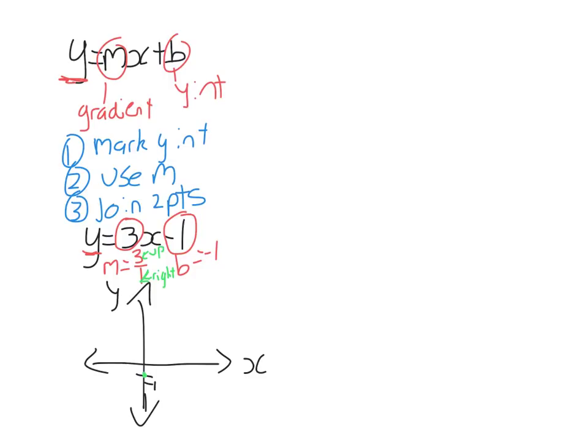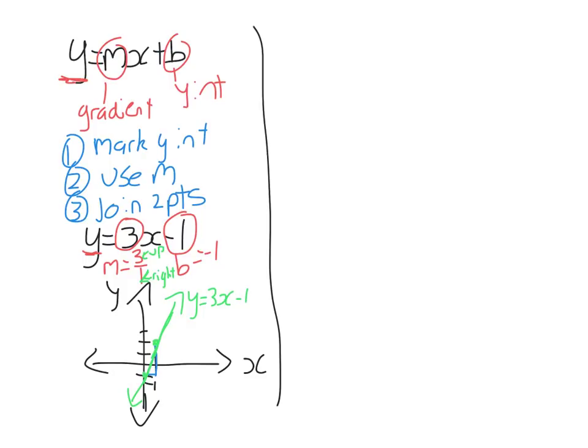So if the gradient is 3 over 1, what that actually means is that you will go across 1 to the right. So I'll do that here, 1 to the right, and up 3. 1, 2, 3. Your second point is now here. Now you've got the 2 points, you just join them up, and you should put arrows on the end. So this is the line y equals 3x minus 1 I showed you with the gradient intercept method.